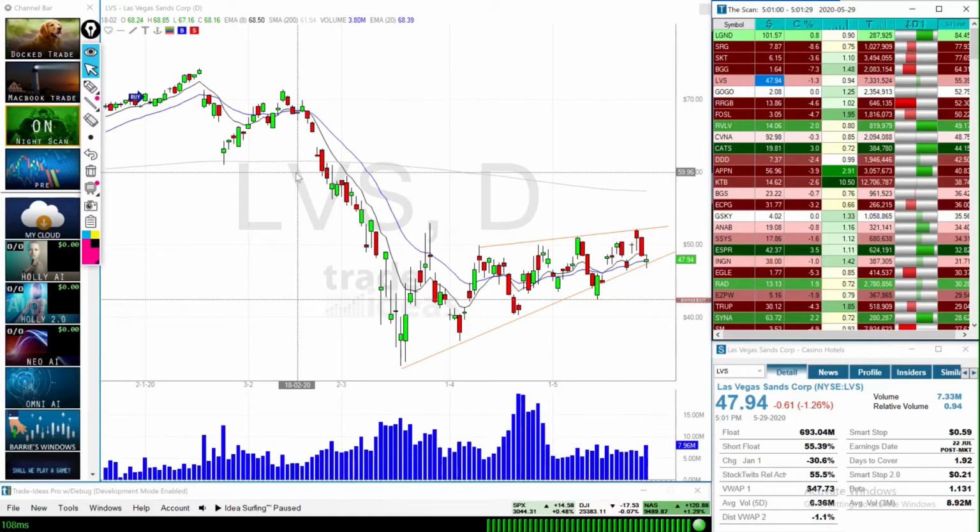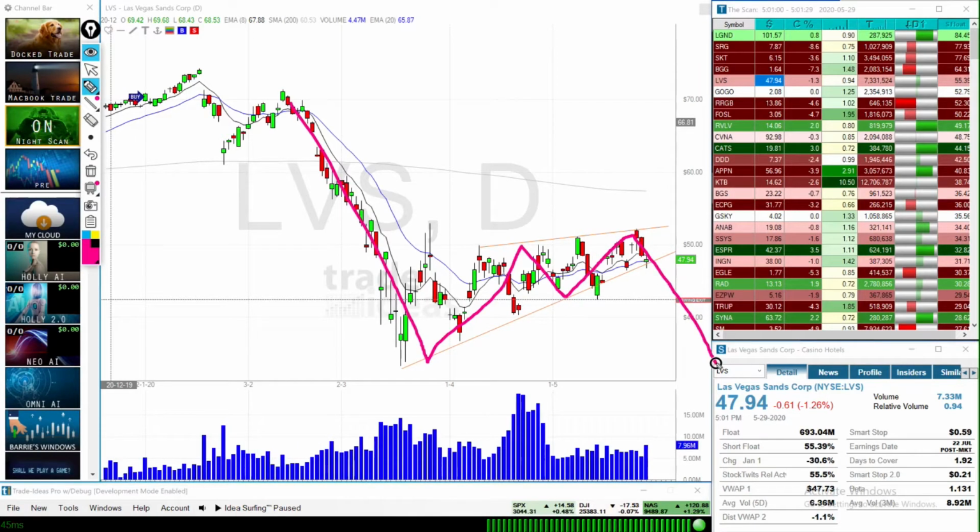Now, I've already drawn in the technical pattern for you on this one, so you can see it's a wedge. And generally speaking, these rising wedges resolve in the direction of the trend. So even though it has the fundamentals that may be interesting, it doesn't have the technicals. Therefore, it doesn't make the list.